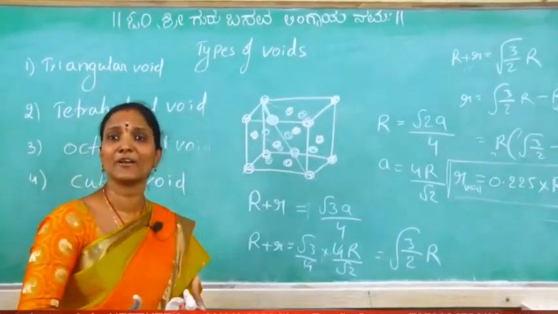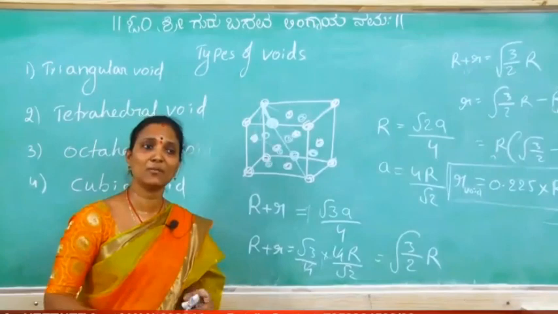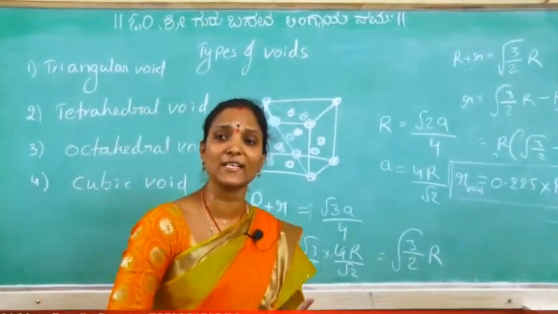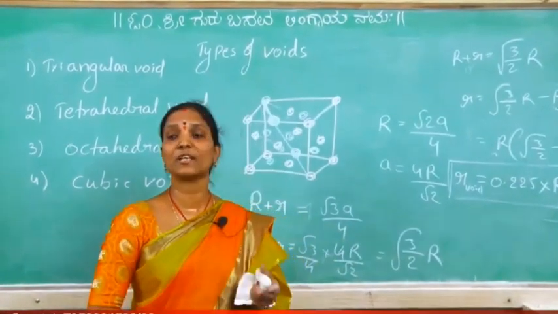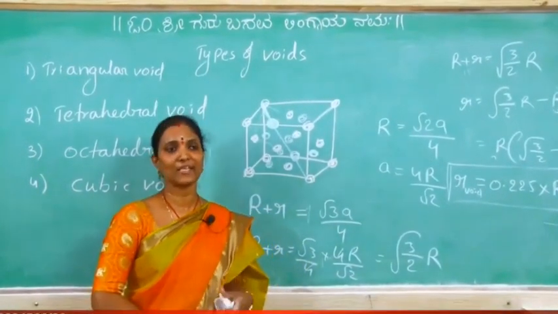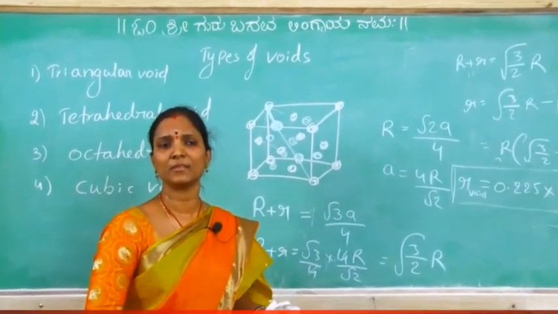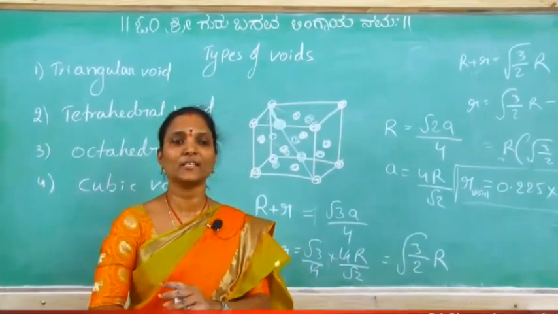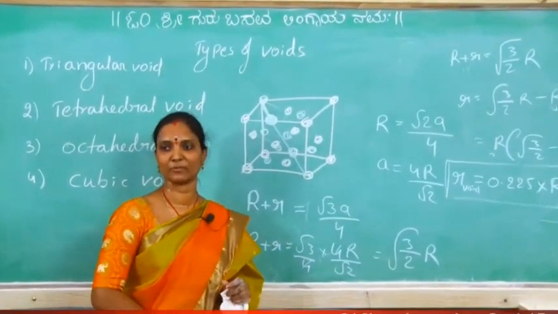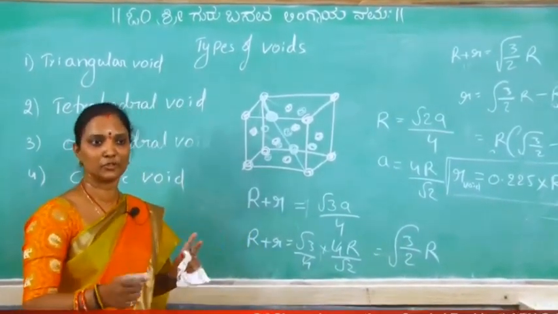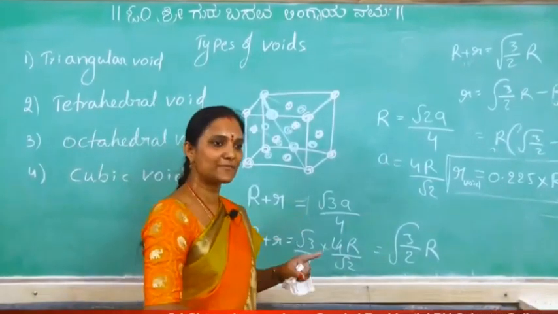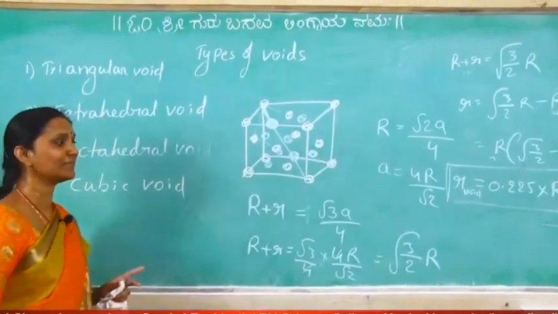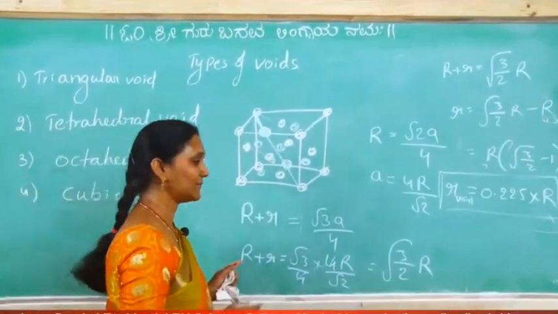And how to find the number of tetrahedral voids? Number of tetrahedral voids is equal to 2 into number of particles. In FCC, how many particles? 4. So how many tetrahedral voids? 8. But these are common only in CCP, FCC and HCP. That's why we are not taking BCC and primitive. This is only for FCC and HCP. This is about tetrahedral void. Clear? Shall I go to the next one?